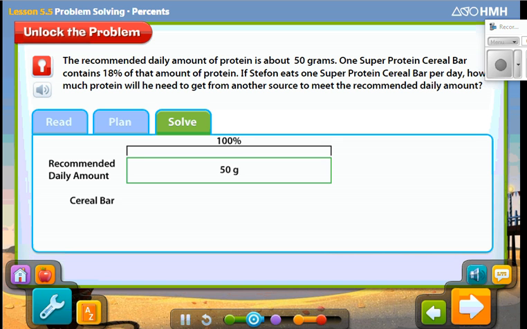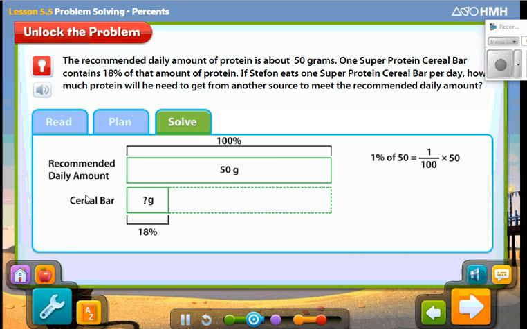How much of the recommended daily amount is in the cereal bar? Since the cereal bar has 18% of the recommended daily amount, it also has 18% of the 50 grams needed. To solve, first find how many grams of protein are in 1%. There are 50 hundredths of a gram in 1%. Now, multiply that amount by 18. How many grams are in 18%? 9 grams. So 18% of 50 is 9.